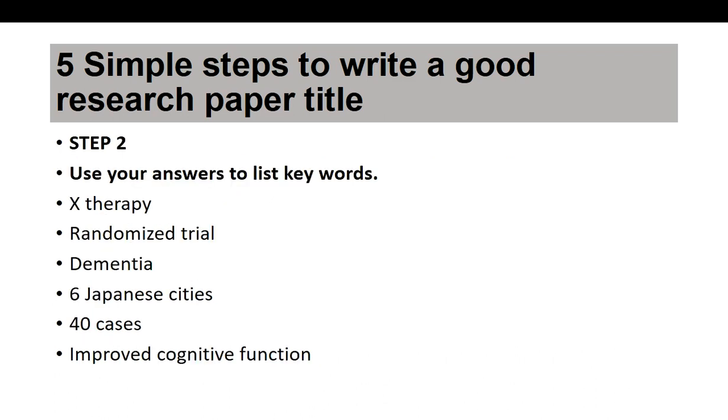The second step is, use your answers to list keywords. Keywords are the most important words in your study, or words or concepts. Keywords can be words or concepts. So you have to choose the words which are important in your study. So here, the researcher used the keywords X therapy, randomized trial, dementia, 6 Japanese cities, 40 cases, and improved cognitive function.